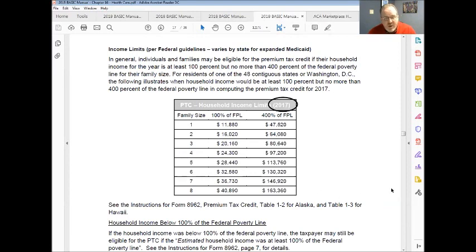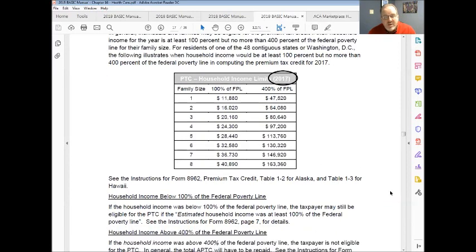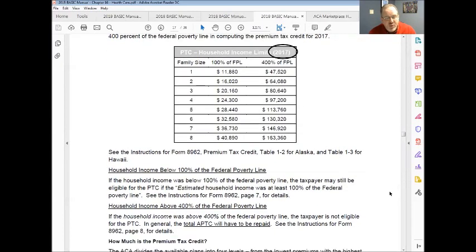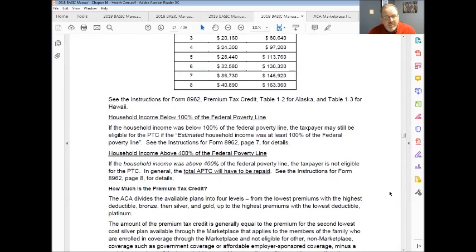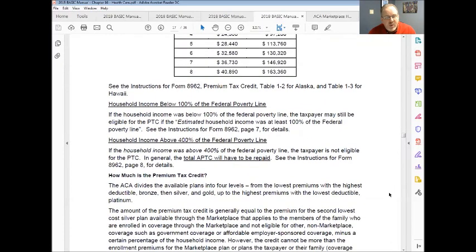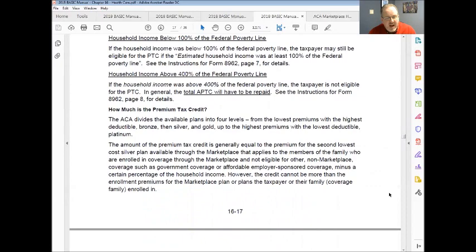Some states have what's called expanded Medicaid. So it's 138% of the federal poverty level, and below that you still qualify for Medicaid. But those are the numbers. And again, that's what drives the amount of credit and how much of the credit you have to pay back.